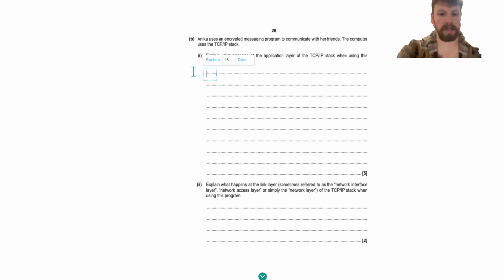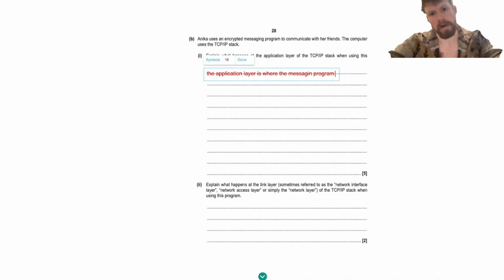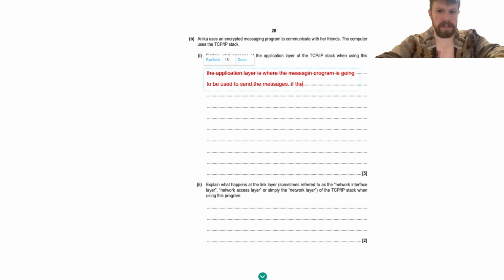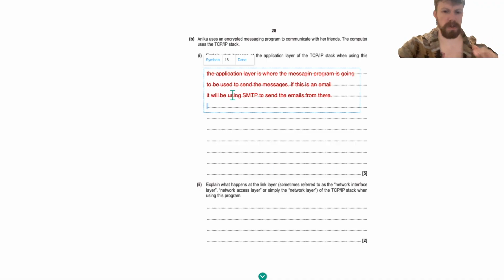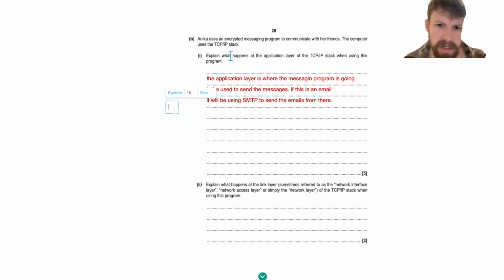So the application layer is where the messaging program is going to be used to send the messages. If this is an email, we'll be using SMTP to send the emails from there. So I'll talk about that. I mean, it's not too clear about whether it's emails and what's going to be going on there.